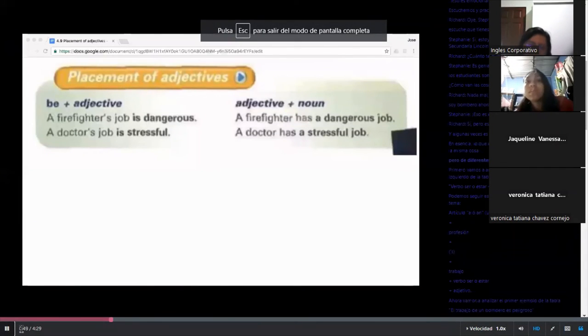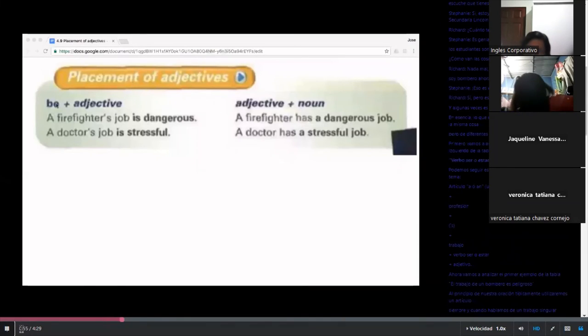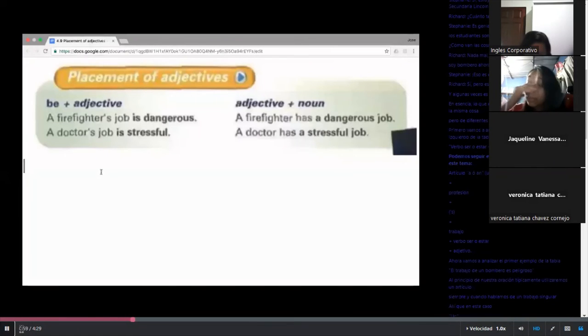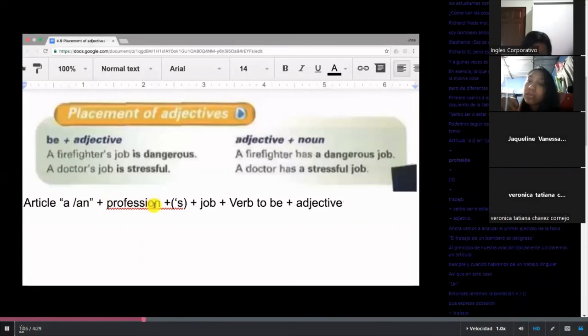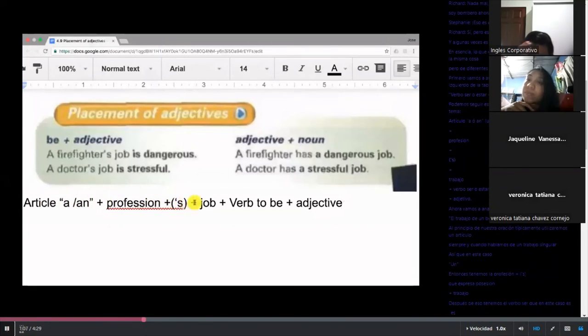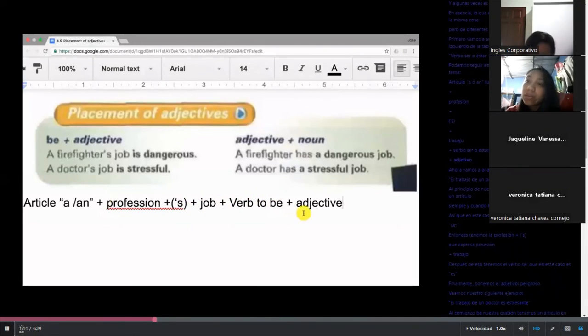Thing, but in different ways. First, let's analyze the examples on the left-hand side of this chart. Be plus adjective. We can follow this formula to better understand this topic. Article, a or an, plus profession, plus apostrophe, plus job, plus verb to be, plus adjective.